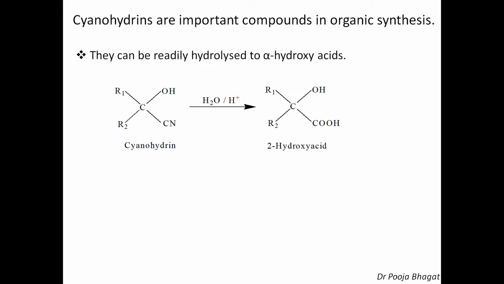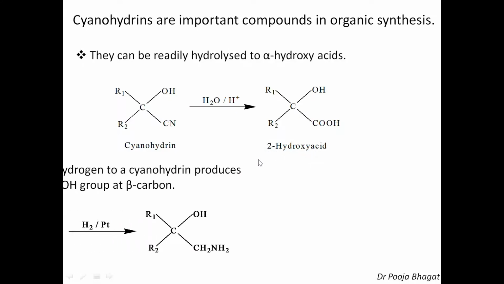Now cyanohydrins are important compounds in organic synthesis because you can prepare very important types of organic compounds from this. For example, this CN group, cyano group, can easily be hydrolyzed to acid. So they can be readily hydrolyzed. If you take water in presence of acid, CN gets hydrolyzed to COOH, 2-hydroxy acid or alpha hydroxy acid. This is the acidic group. This carbon is alpha carbon, OH is present here. So you can name it as either alpha hydroxy acid or 2-hydroxy acid.